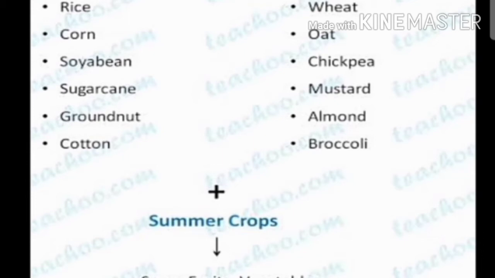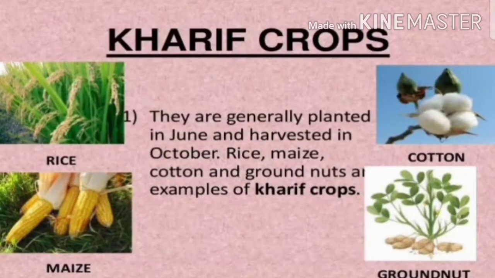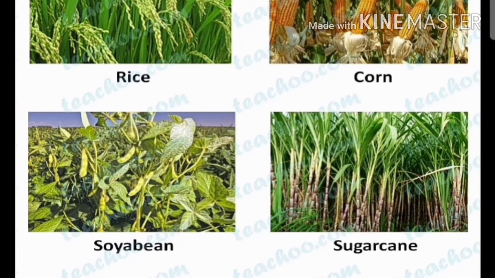Now we will study details about Kharif crops and Rabi crops. So Kharif crops means what? They are generally planted in June and harvested in October. Rice, maize, cotton and groundnuts are examples of Kharif crops. Here are some examples of Kharif crops: rice, corn, soya bean, sugarcane, groundnut and cotton. These all crops are especially grown in the rainy season from June to October.